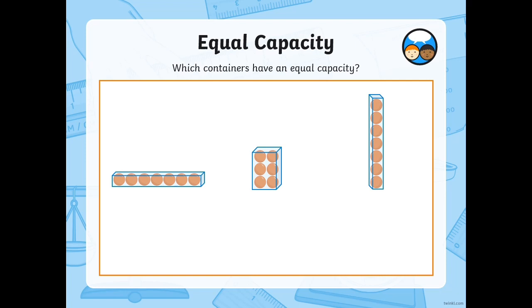All right, equal capacity. Which containers have an equal capacity? How can we tell? Well, that's right, we just need to count how many units have been placed into each container. So let's take a look. The first one has 1, 2, 3, 4, 5, 6, 7. The second one has 1, 2, 3, 4, 5, 6. And the third one has 1, 2, 3, 4, 5, 6, 7. So which ones have an equal capacity?